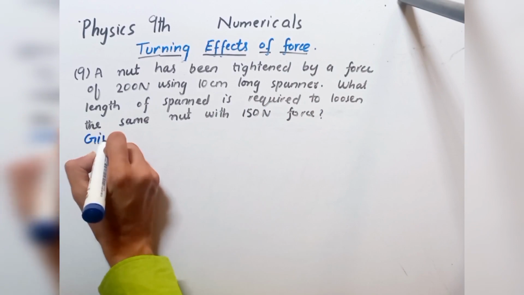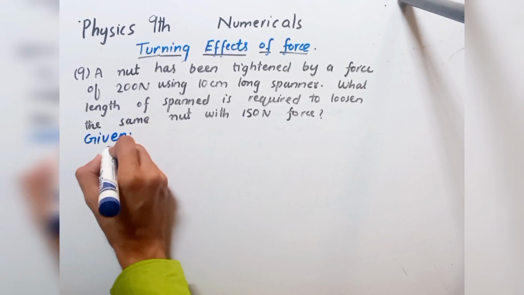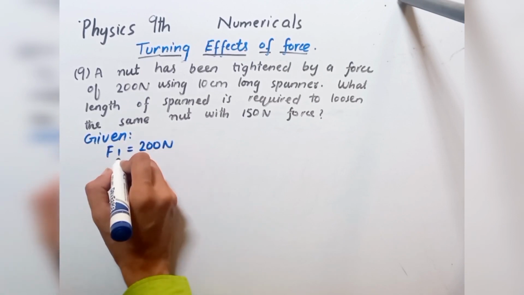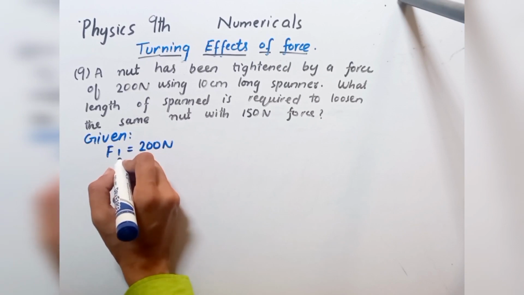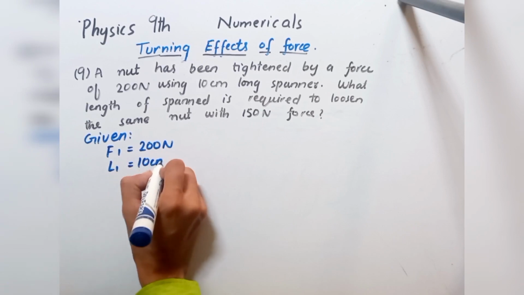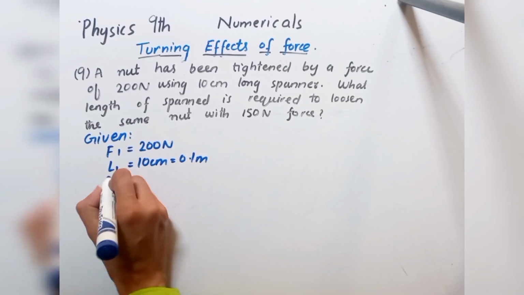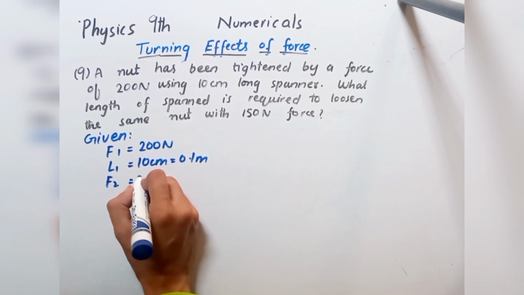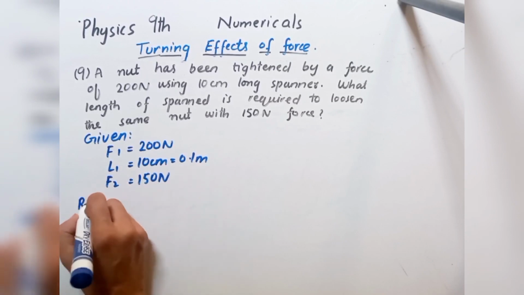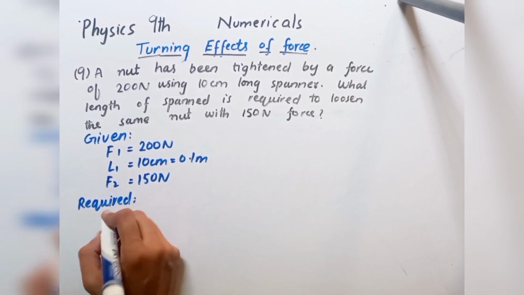The given data of this numerical is force F1, which is 200 Newton, and length, which is 10 centimeter. We will convert 10 centimeter into meter, then it is 0.1 meter. And lastly, force F2, which is 150 Newton. The required value of this numerical is length L2, which we will find with the help of force F1, length L1 and force F2.